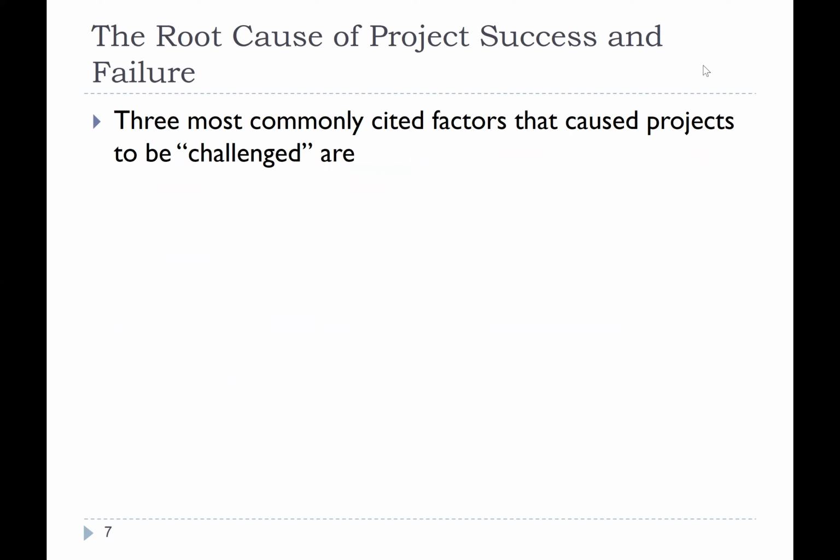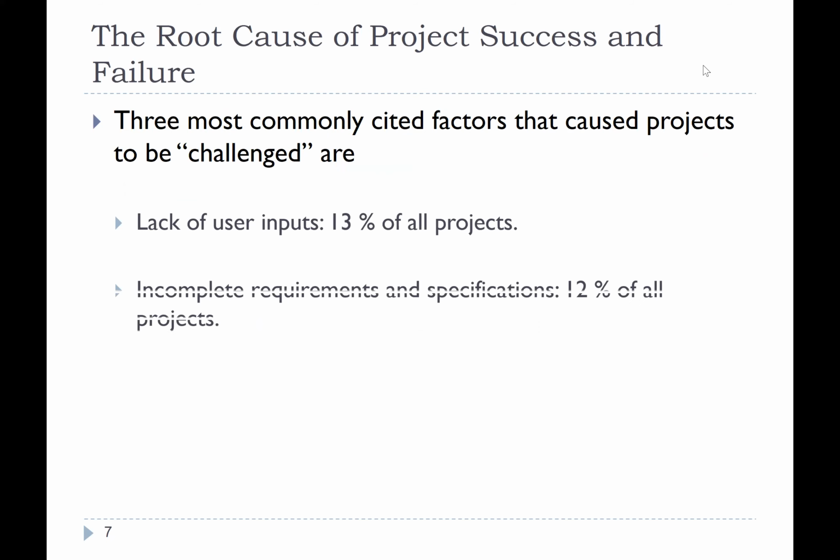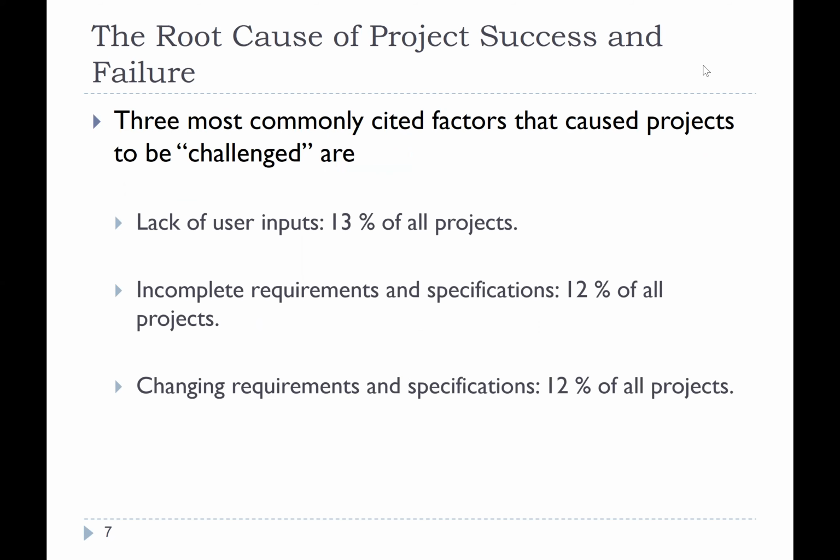All right. Now, for the ones who are labeled as challenged, so we got it done, it's not outright canceled. Okay, the most common cited factor was lack of user input, worth 13%. Incomplete requirements and specifications, another 12%. Changing requirements and specifications, a very, very common issue. Also worth 12%. And one of the reasons why we're facing these issues is because a lot of times the customer doesn't really know what they want off the bat. And this is what I was explaining last lecture as well.